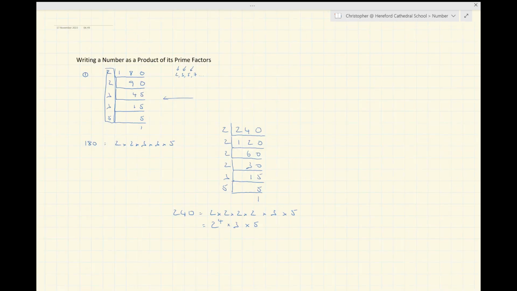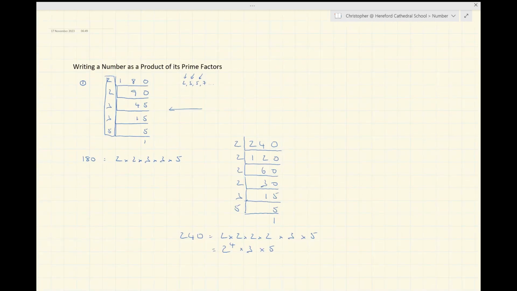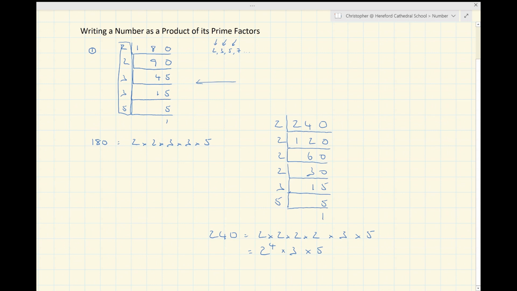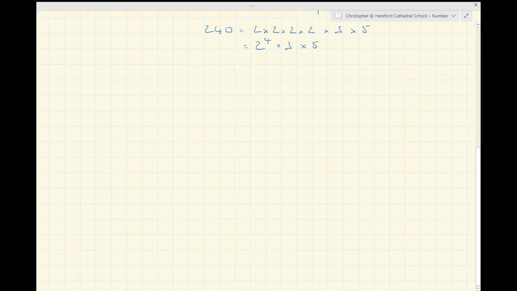Okay, that's method one. That's my least favourite method, and that's the ladder method, but perhaps you like it, in which case you might choose to use it. Method number two. Now, this is the method that I teach now at school, and I suppose you could call it a factor tree or something like that.